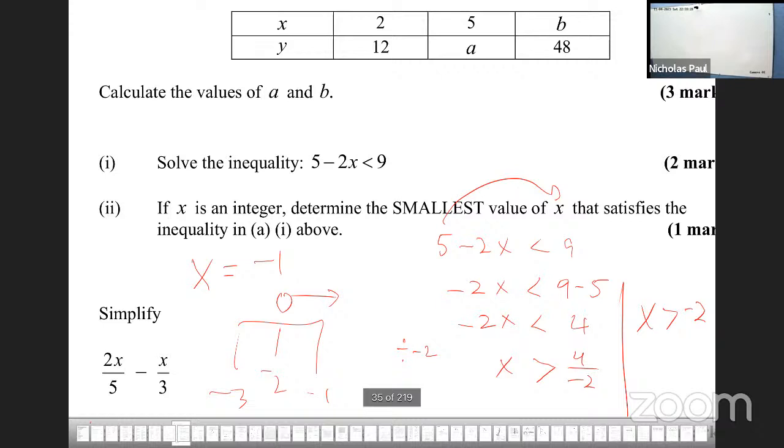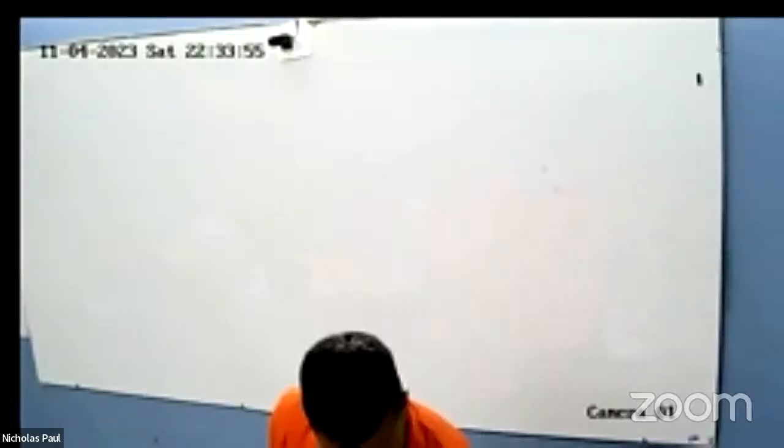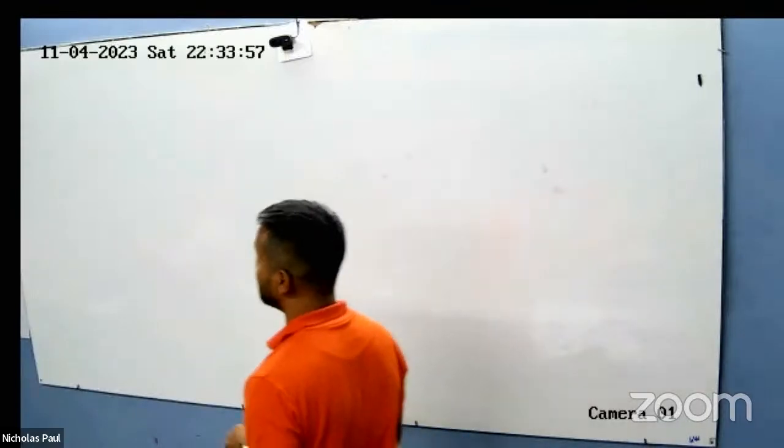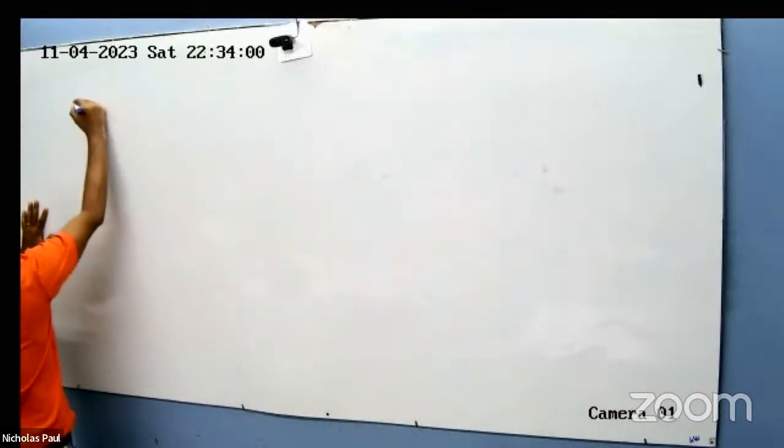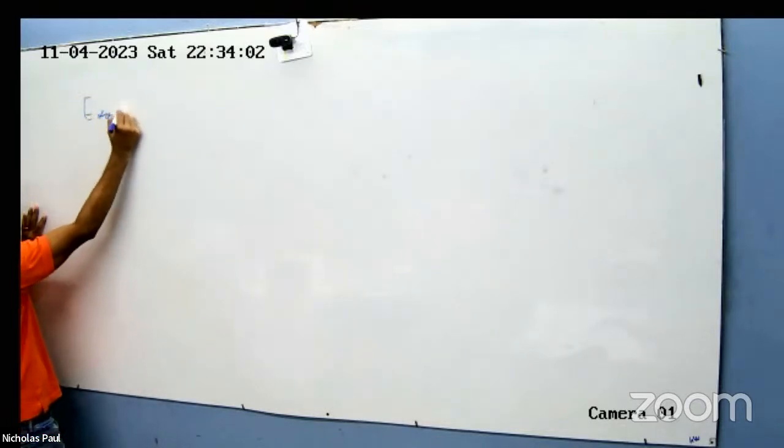Last thing. Sometimes you'll get questions with more than one inequality sign. You'll get 2 inequality signs. Sometimes questions look like this. Sometimes you'll get examples that look like this.